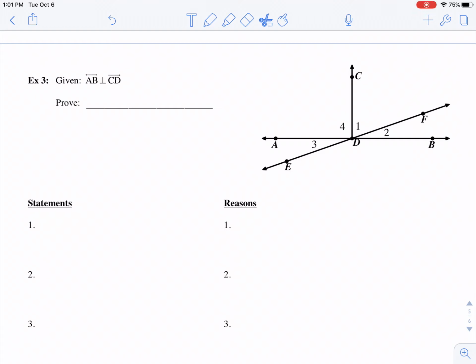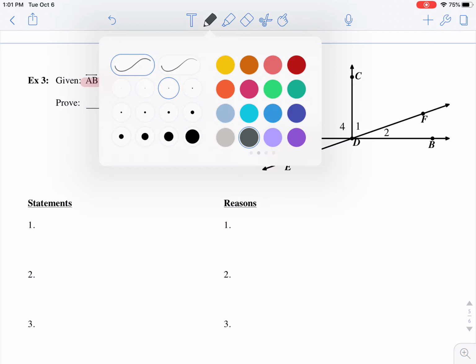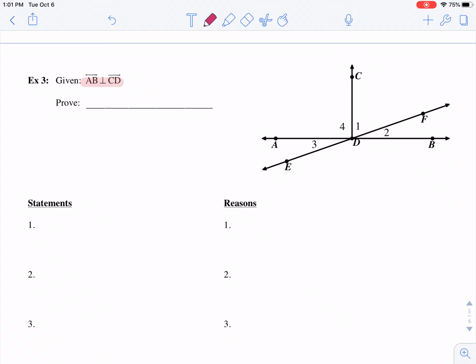All right, so open up your notes that we've been working on since Monday and yesterday. So we're going to start with looking at example number 3. And I know we somewhat discussed this in class yesterday, but just to reiterate, let's go ahead and look. What information does this tell us? It says line AB is perpendicular to line CD. So let's go ahead and make a little note.